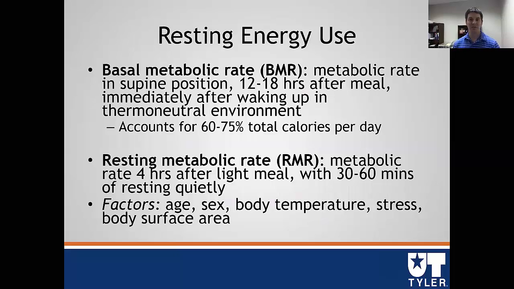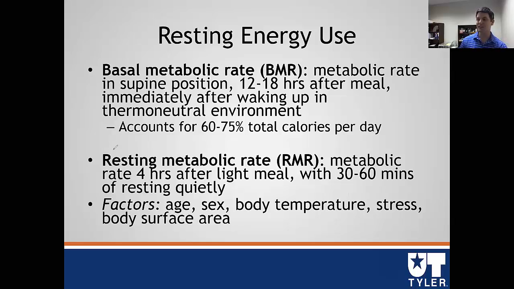The last topic that I'm going to briefly touch on that's in your book is the energy that we use at rest doing nothing. There are two definitions. The first is the basal metabolic rate. This is an extremely strict definition: the metabolic rate in the supine position exactly 12 to 18 hours after a meal, immediately after waking up, in a thermoneutral environment, in one of those environmental calorimeter chambers. And so that one is only measured in the lab.